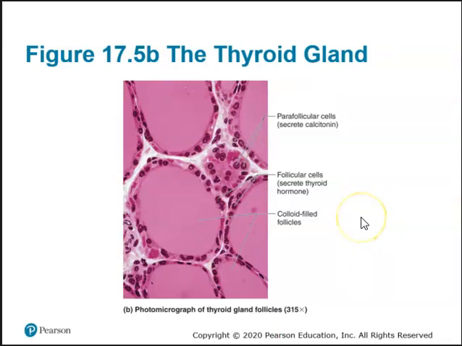Here we see a histo picture of the parafollicular cells as well as the thyroid follicles. So the parafollicular cells will secrete the hormone calcitonin, whereas the follicular cells that surround the colloid-filled follicles of the thyroid gland will secrete thyroid hormone. So here are the follicular cells of the thyroid gland, and here are the colloid-filled follicles.